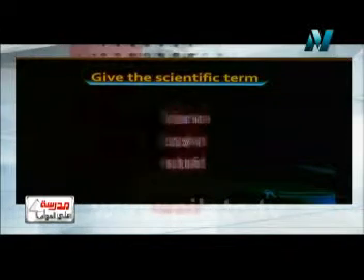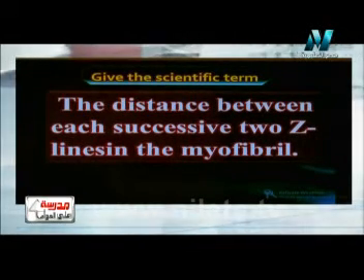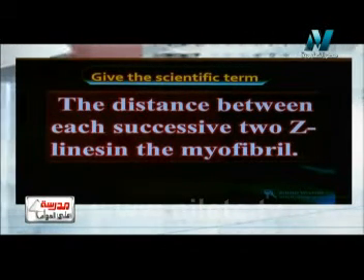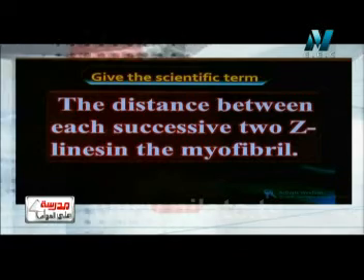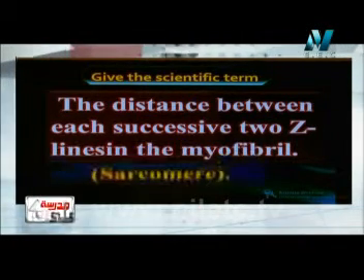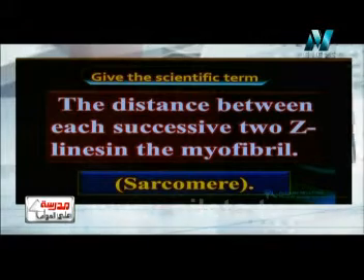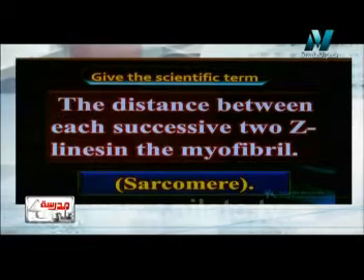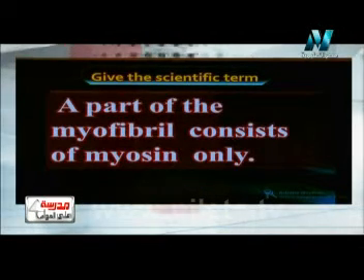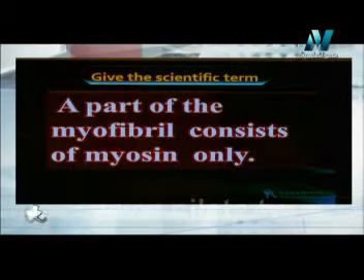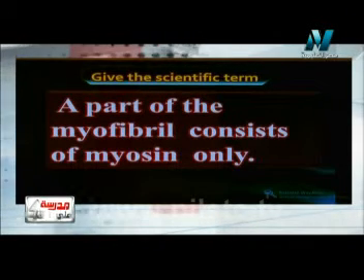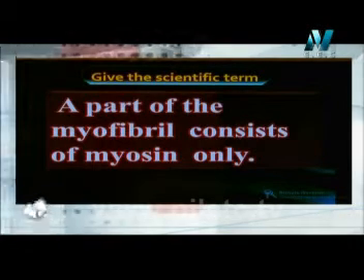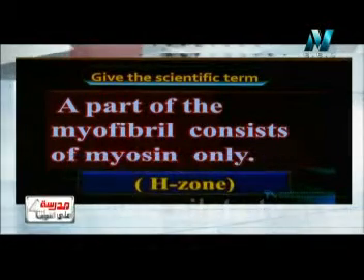The next: the distance between each two successive Z lines in the myofibril. The distance between two successive Z lines in the myofibril is called the sarcomere. The sarcomere contains one dark band and one light band. The next: a part of the myofibril that consists of myosin only. This part, containing myosin only, is at the middle and bisects the dark band, and it is called the H zone, or semi-lighted H zone.